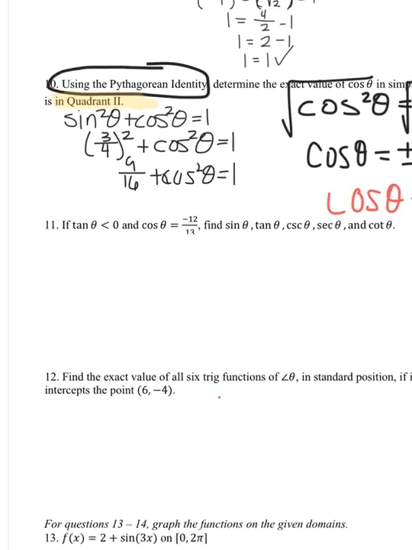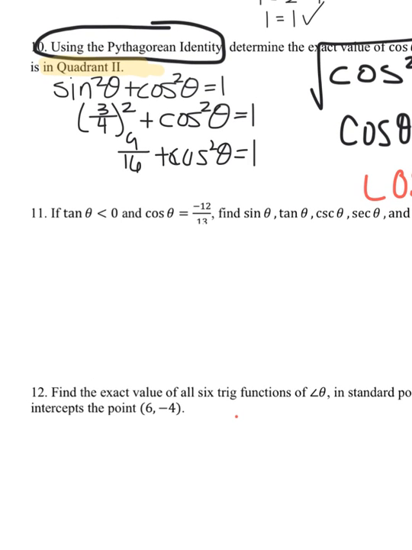For number 11, the tangent of theta is less than 0 and cosine of theta is negative 12/13. Find everything else. So tangent of theta less than 0, cosine of theta is negative. So they're both negative. That means that we are in quadrant 2. So I draw an angle in quadrant 2. I go straight to the x-axis. This is my right angle. This is theta. Cosine of theta, that rule is adjacent over hypotenuse.